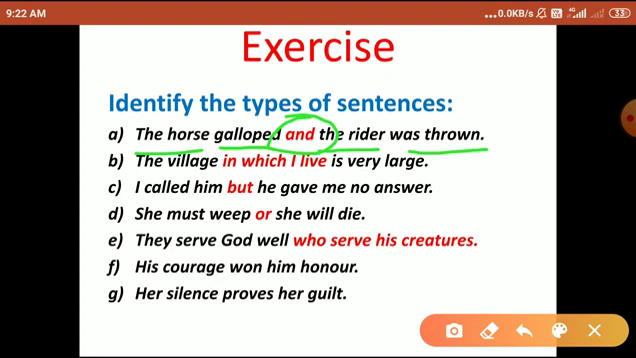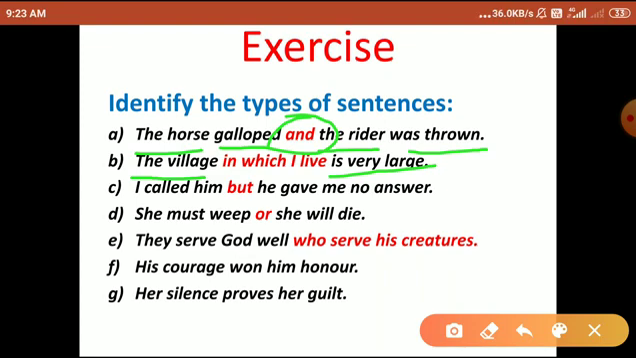The next is: the village is very large in which I live. This phrase, in which I live, qualifies the village. Otherwise, the village is very large is a complete sentence. So it's a complete clause. It gives complete meaning. In which I live is dependent on the first part. So it's a dependent clause. One independent clause and one dependent clause, joined by in which. So this is a complex sentence: one main clause and one dependent clause.